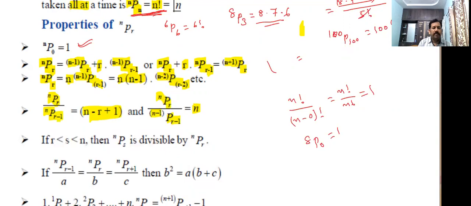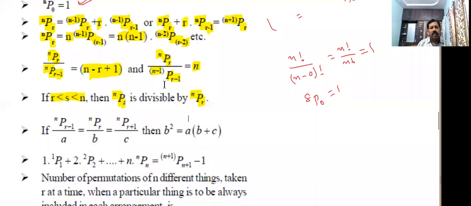Next, one more important point. If r less than s less than n, then nPs is divisible by nPr. nPs is divisible by nPr. Next, this is an important formula. nPr minus 1 divided by A is equal to nPr divided by B is equal to nPr plus 1 divided by C. These three terms are equal, then this is the condition: B square is equal to A into B plus C.